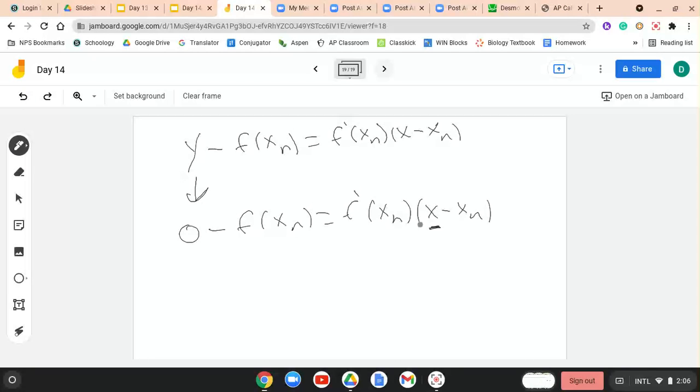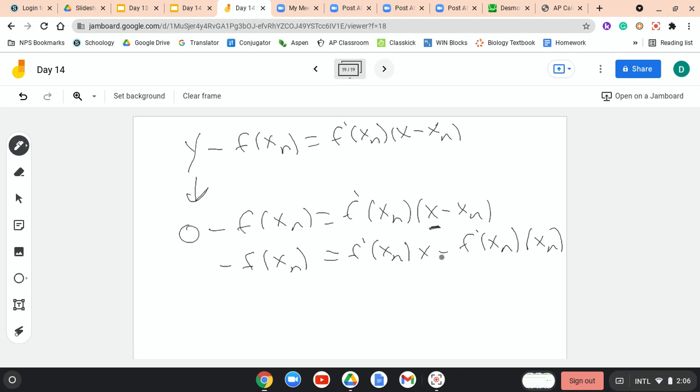All right. I'm going to expand this side. I'll get f prime of x sub n times x minus x sub n, or let me write that another way, minus f prime of x sub n times x sub n. And this equals negative f of x sub n.